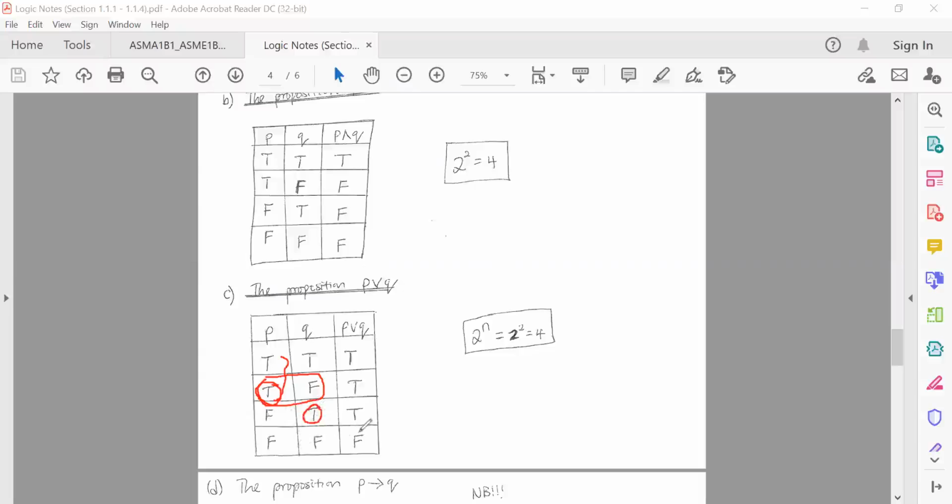Now look at this. The only time you get a false is when the first statement is false and the second statement is false. So you have both of them being false. Then once you apply your disjunction, you're going to get a false.